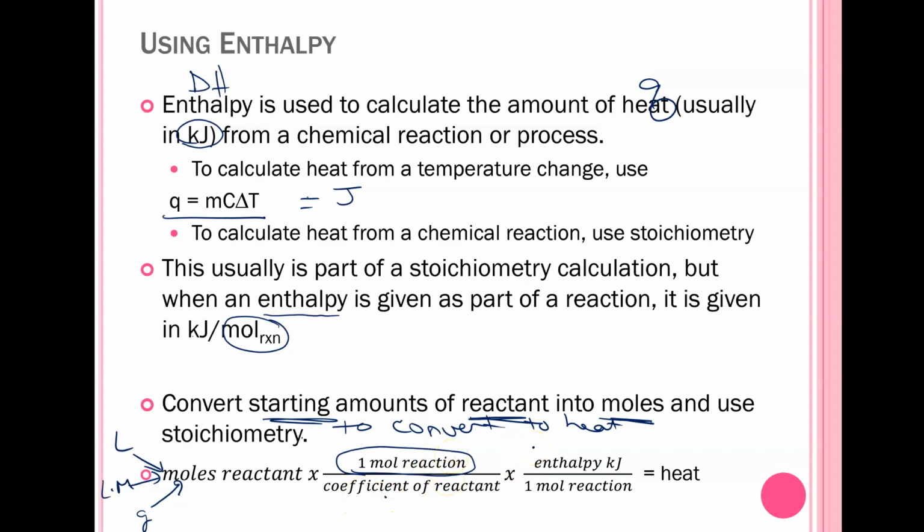Then you're going to multiply by this right here, and that is delta H. Kilojoules, which is enthalpy, over 1 mole of reaction, because that's what it's given as, kilojoules per mole of reaction, and that will give you the total amount of heat. This is actually delta H. I should write it that way.